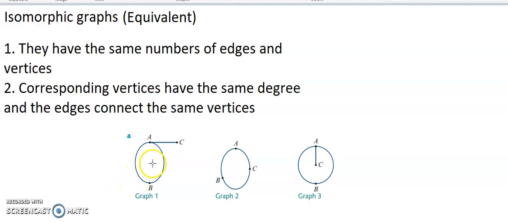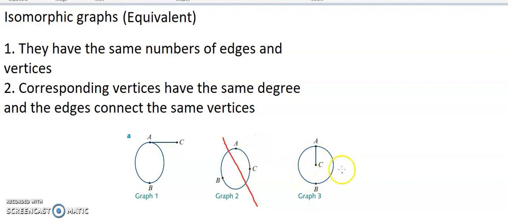So if I look at graph 1 and graph 2, there we have a vertex, we have an edge that connects A to C, and C is only connected to A. Whereas graph 2 shows me that C is also connected to B. Because of that, they are not isomorphic graphs.